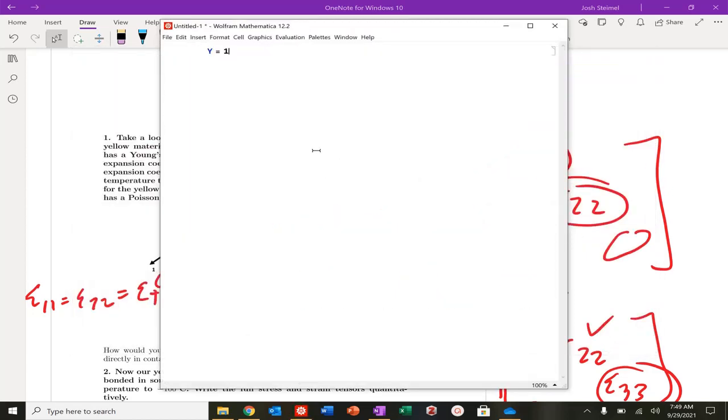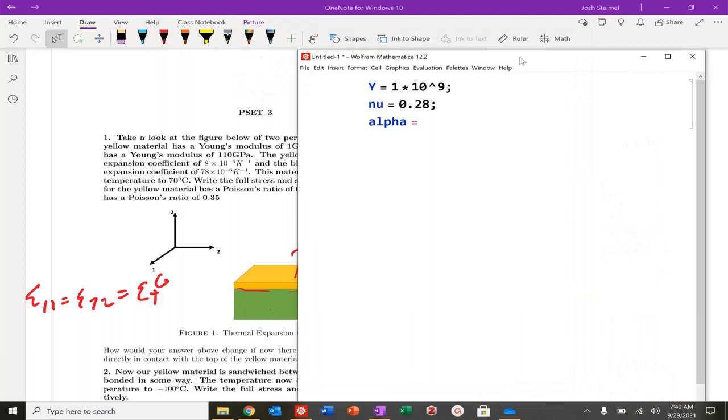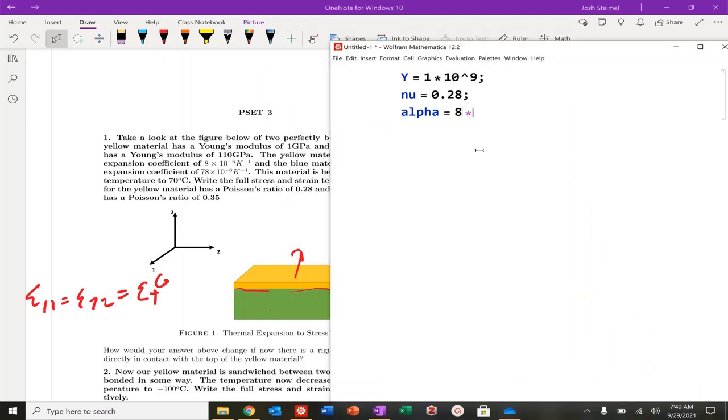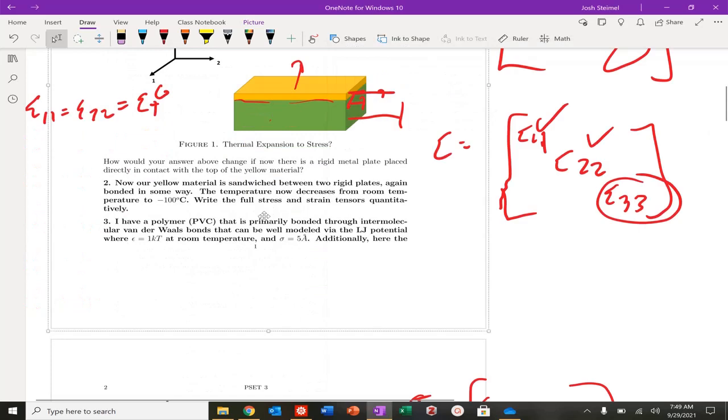So Y is equal to 1 times 10 to the 9. My nu, let's zoom in here for the audience, my nu is equal to 0.28. My alpha is equal to 8 times 10 to the minus 6. And then our del T equals minus 100 minus 25. And voila. So we've got all those other values. And so now we can start to work on this problem.